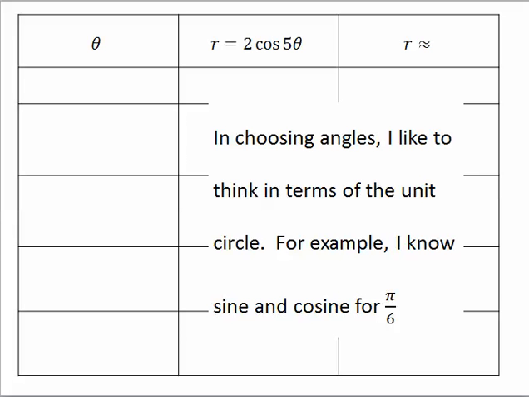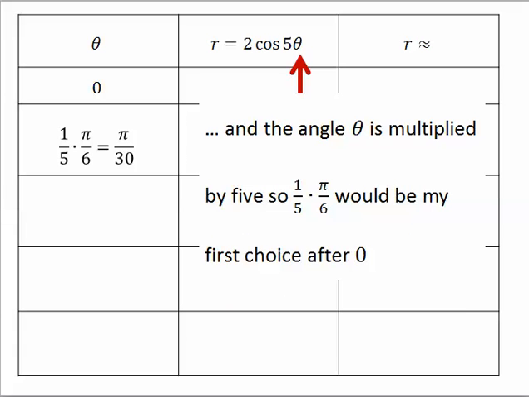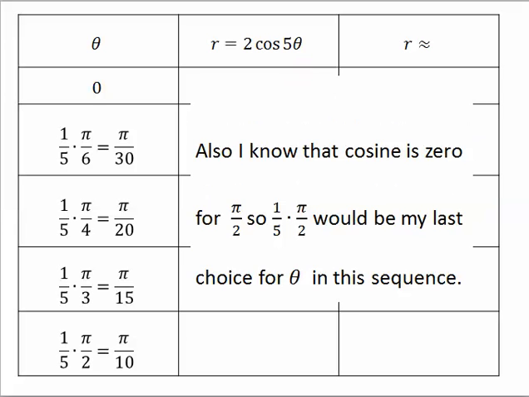In choosing angles, I like to think in terms of the unit circle. For example, I know sine and cosine for pi over 6. And the angle theta is multiplied by 5. So 1/5 of pi over 6 would be my first choice after 0. I also know that cosine is 0 for pi over 2, so 1/5 of pi over 2 would be my last choice for theta in this sequence.